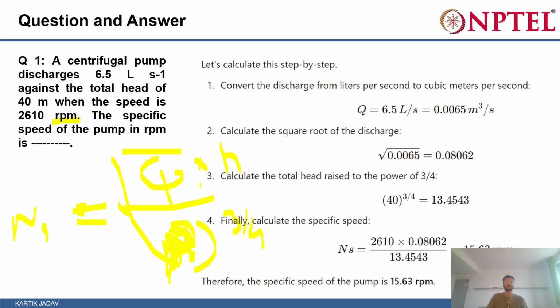So let's convert Q into meter cube per second. It's all in metric units, meter per second. So just convert it, and let's put everything in this formula. So you'll get the correct answer.